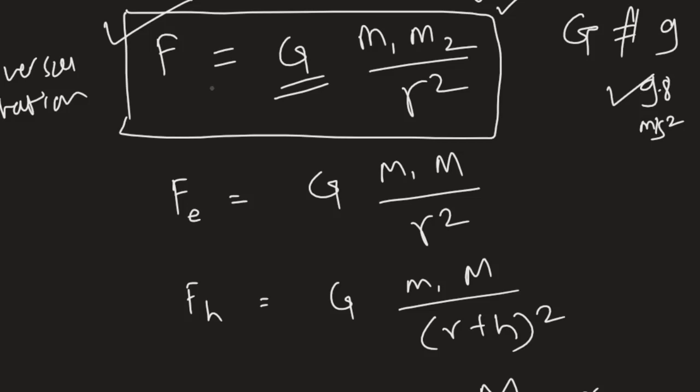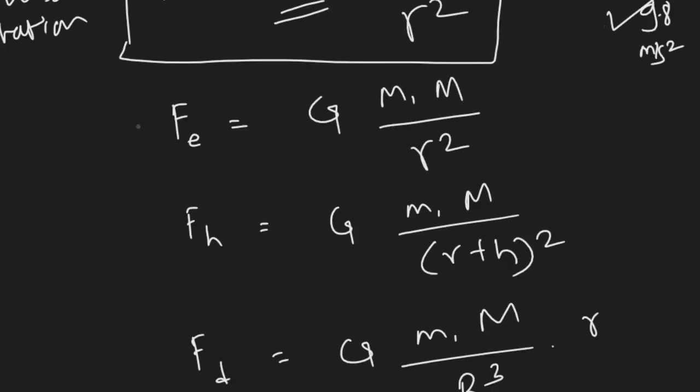Now, based upon this first law, we can work out the gravitational force due to Earth's gravity. So all these three formulas are related to the gravitational force due to the Earth. The first formula is the gravitational force on the mass m1, which is on the Earth's surface, and it is given by this formula: G m1 M, where capital M is the mass of Earth.